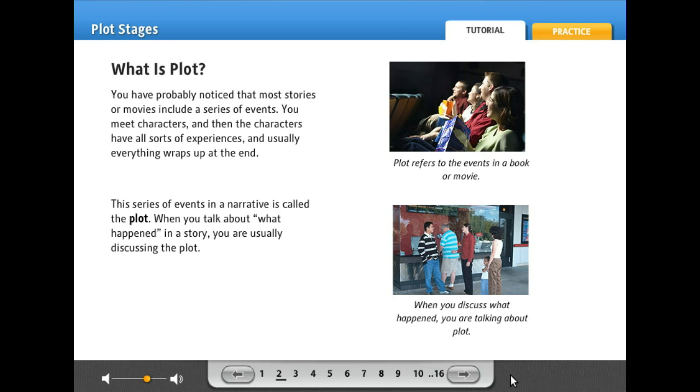You have probably noticed that most stories or movies include a series of events. You meet characters, and then the characters have all sorts of experiences, and usually everything wraps up at the end. This series of events in a narrative is called the plot. When you talk about what happened in a story, you are usually discussing the plot.